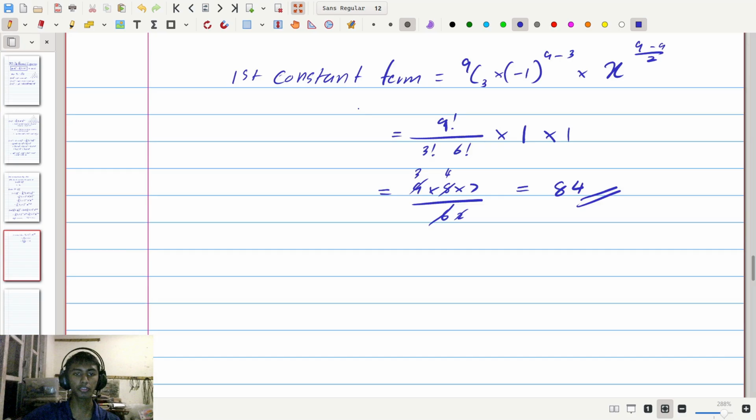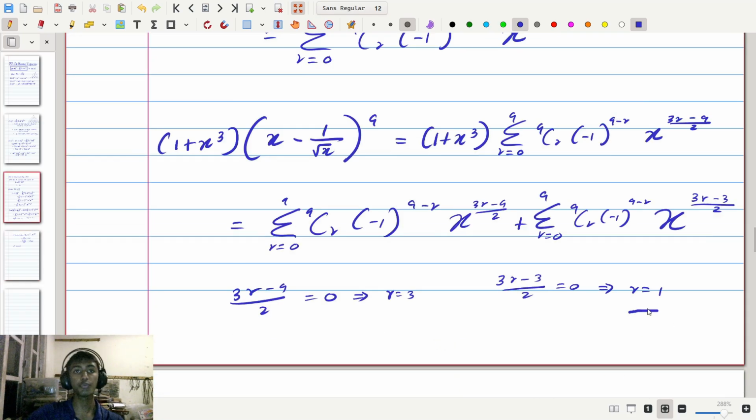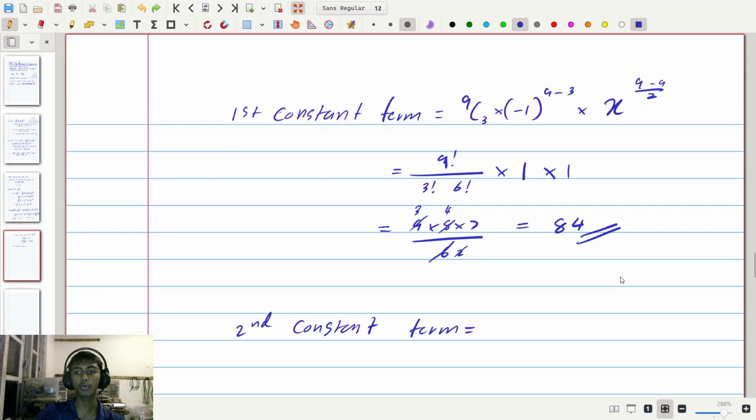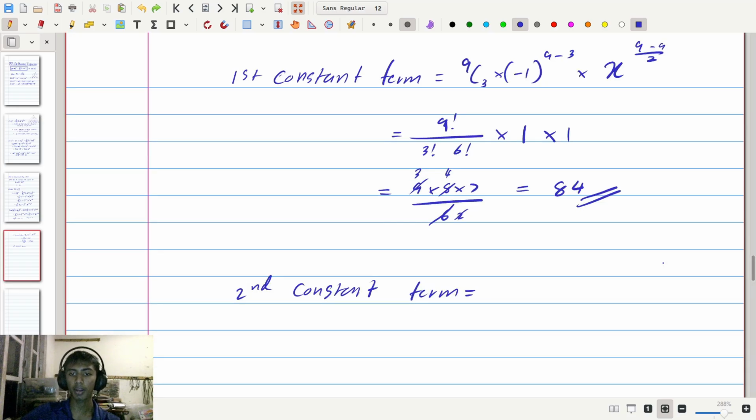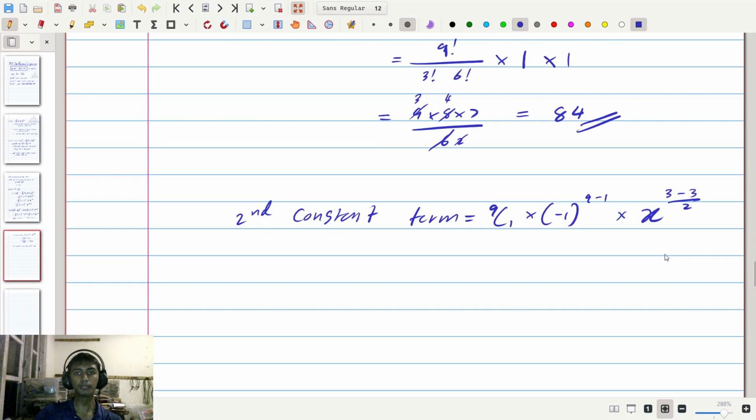Now as for the second constant term, if we consider the second constant term, this term comes from the second sum when r is equal to 1. If we substitute 9 choose 1 times negative 1 to the power of 9 minus 1 times 3 times x to the power of (3r minus 3) divided by 2 with r equal to 1, we get 9 choose 1 times negative 1 to the power of 9 minus 1 times x to the power of (3 minus 3) divided by 2. 9 choose 1 is going to be 9, so we can just directly write that as 9.